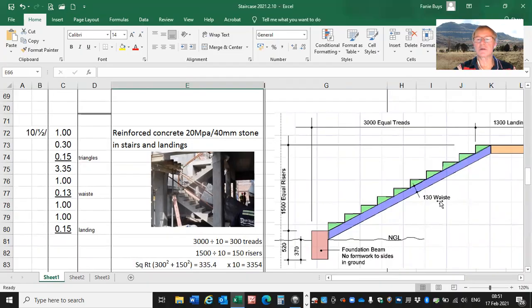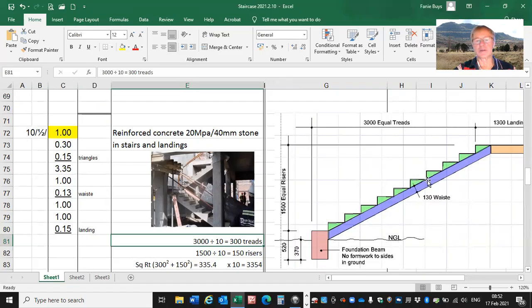Right, the way I've broken it up is, as I said previously, we're first going to do all the triangles, and let's look at the dimensions. Firstly is the length of the landing or the staircase, which is 1 meter. Then we look at that as a triangle. It says there 3,000 equal treads. And if you count the number of treads overall, you will see there's 10 of them. So we simply divide 3,000 by 10 to give us the width of a tread.